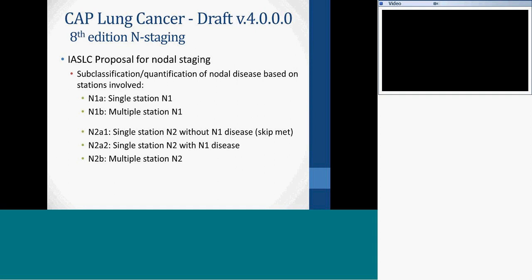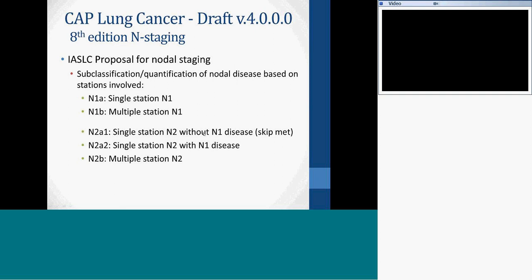So this proposal is to really break down N1 and N2 disease into A and B categories, where N1A would be a single station N1 involved, whether that's lobar lymph nodes or segmental lymph nodes or interlobar. Multiple station involvement at N1 would be N1B. Similarly, for N2, N2A would be single station N2 disease. However, this would be subdivided into N2A1 and A2, where A1 would be single station N2 disease without any N1 disease detected, so this would be a so-called skip metastasis, and N2A2 would be single-station N2 disease with presence of verified N1 disease, and B would be multiple-station N2 disease.